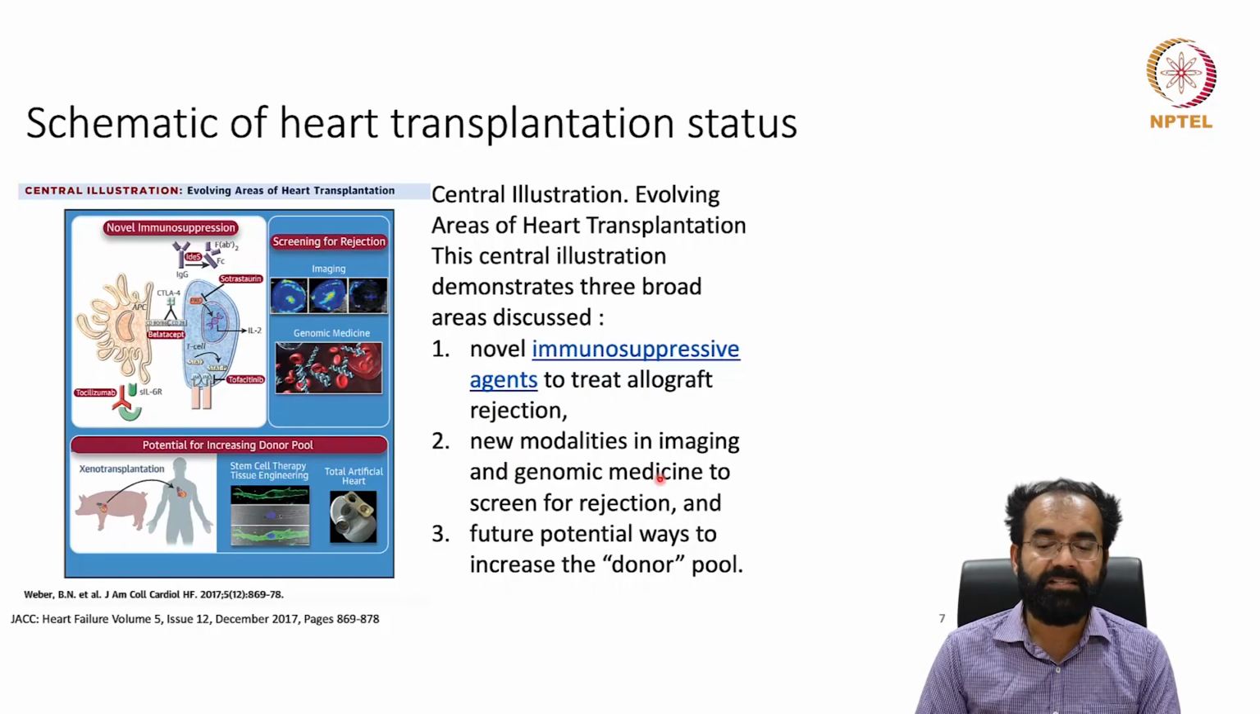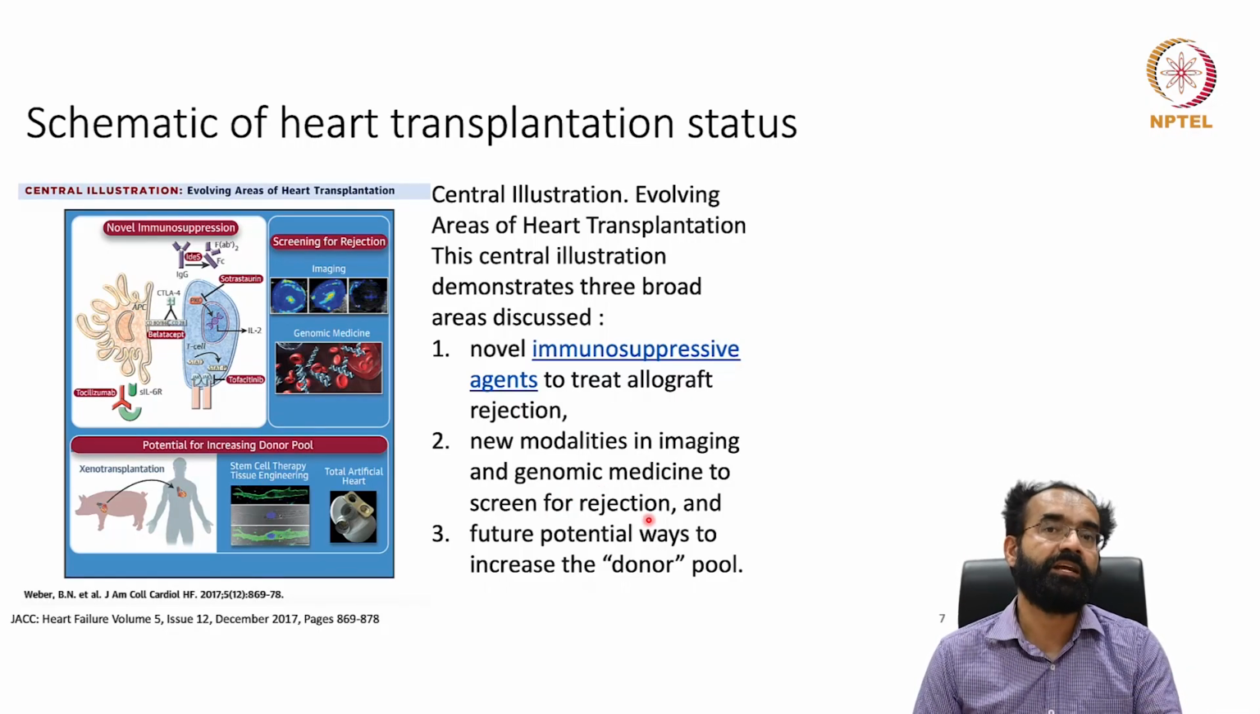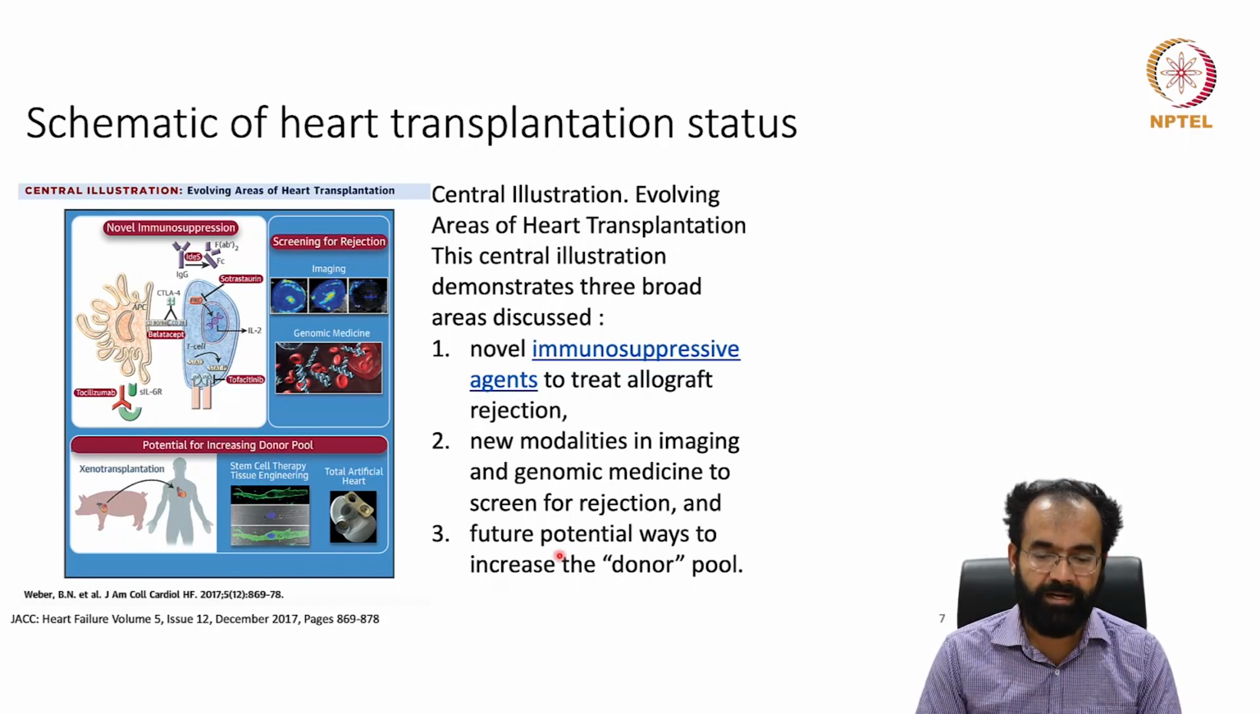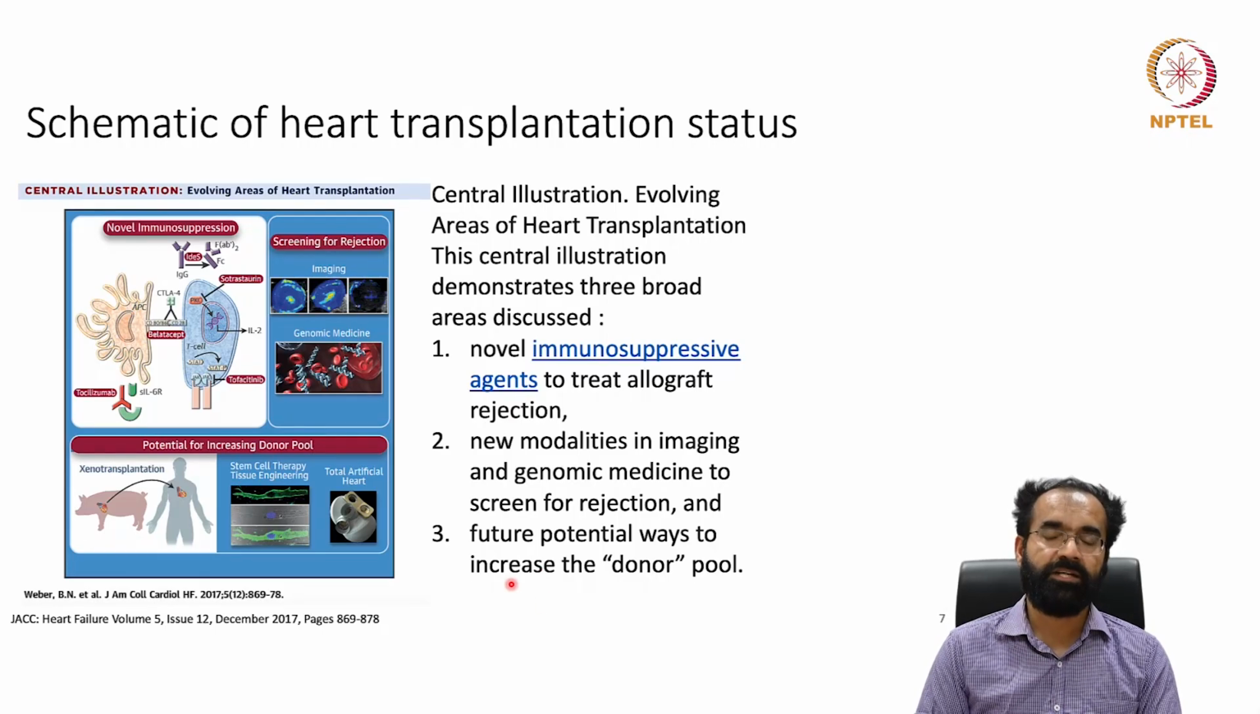And new modalities in imaging and genomic medicine to screen for the rejection possibility. Like we mentioned about the AI, the possibility of a rejection can be predicted, calculated or evaluated beforehand. And the future potential ways to increase the donor pool, so that you should be able to choose.